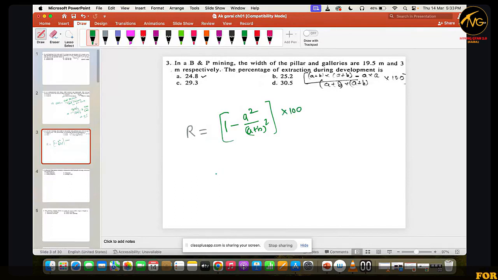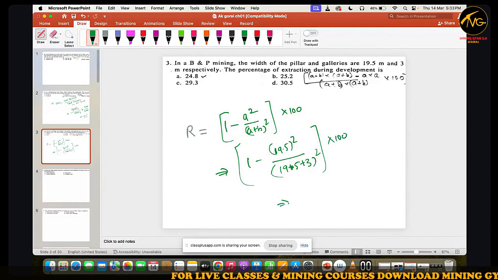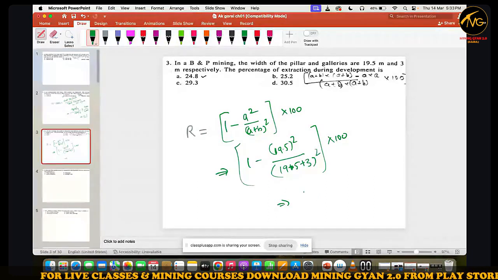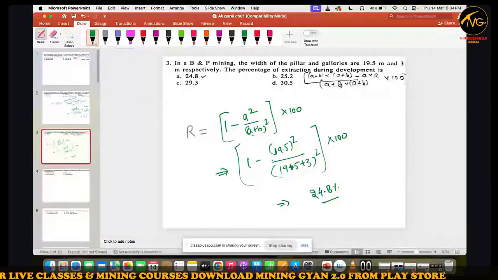So 1 minus, what is a? Pillar 9.5 whole square. What is a plus b? 9.5 plus 3 whole square, into 100. When you solve it, you will get 24.8%. Okay. Should I tell you some concept?